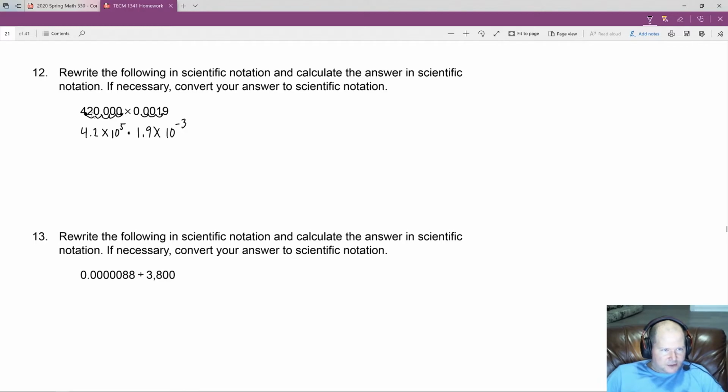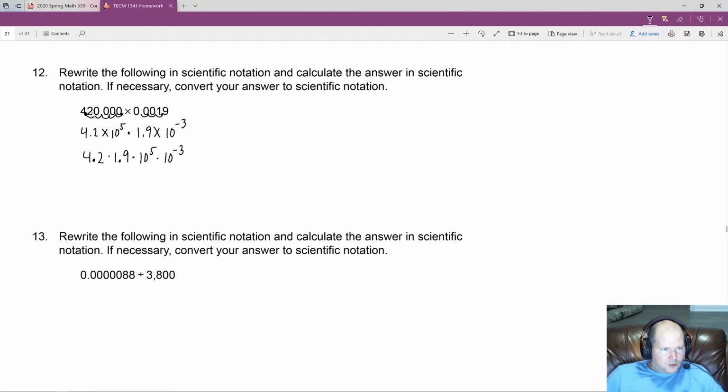Okay, so now we're going to deal with these little numbers. So we have a 4.2 times 1.9 times 10.5 times 10 to the negative 3rd.